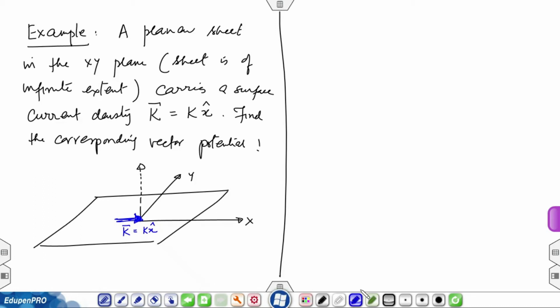So, B, if you recall the problem that we solved for exactly the same current configuration earlier, is given as minus mu naught K over 2 in the y direction for z greater than 0, and this is given as mu naught K over 2 in the y direction for z less than 0. So, B has only y component.